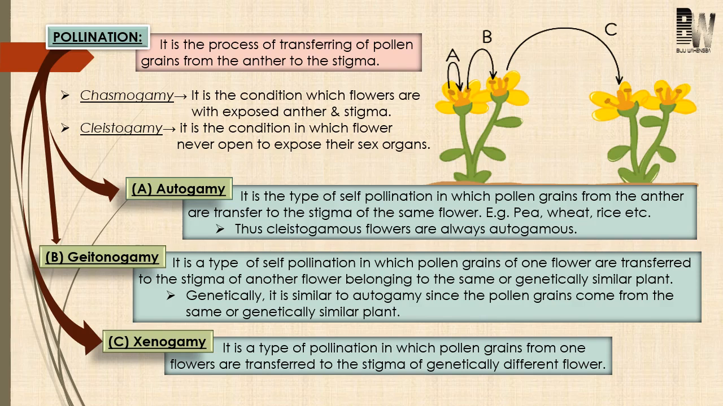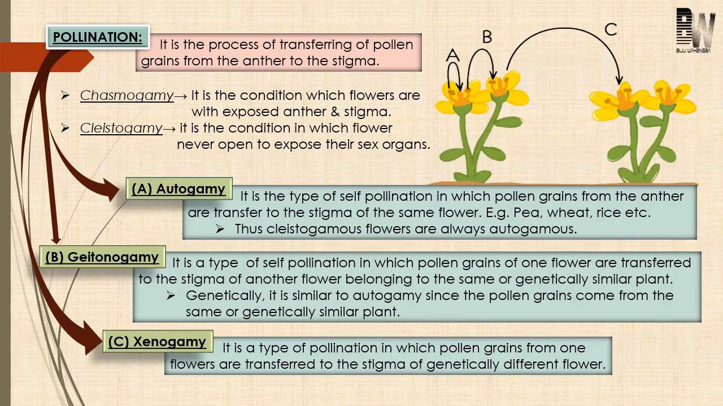When you compare autogamy and geitonogamy, you'll find that both of them are a type of self-pollination, and the difference is that in case of autogamy, the pollen grain will land on the stigma of the same flower, whereas in case of geitonogamy, the pollen grain will go from one flower to another flower belonging to the same plant. Genetically, both of them are similar, because the pollen grain comes from the same plant. Whether the pollen grain lands on the same flower or a different flower, it comes from the same plant. That's why geitonogamy is considered to be genetically similar to autogamy.